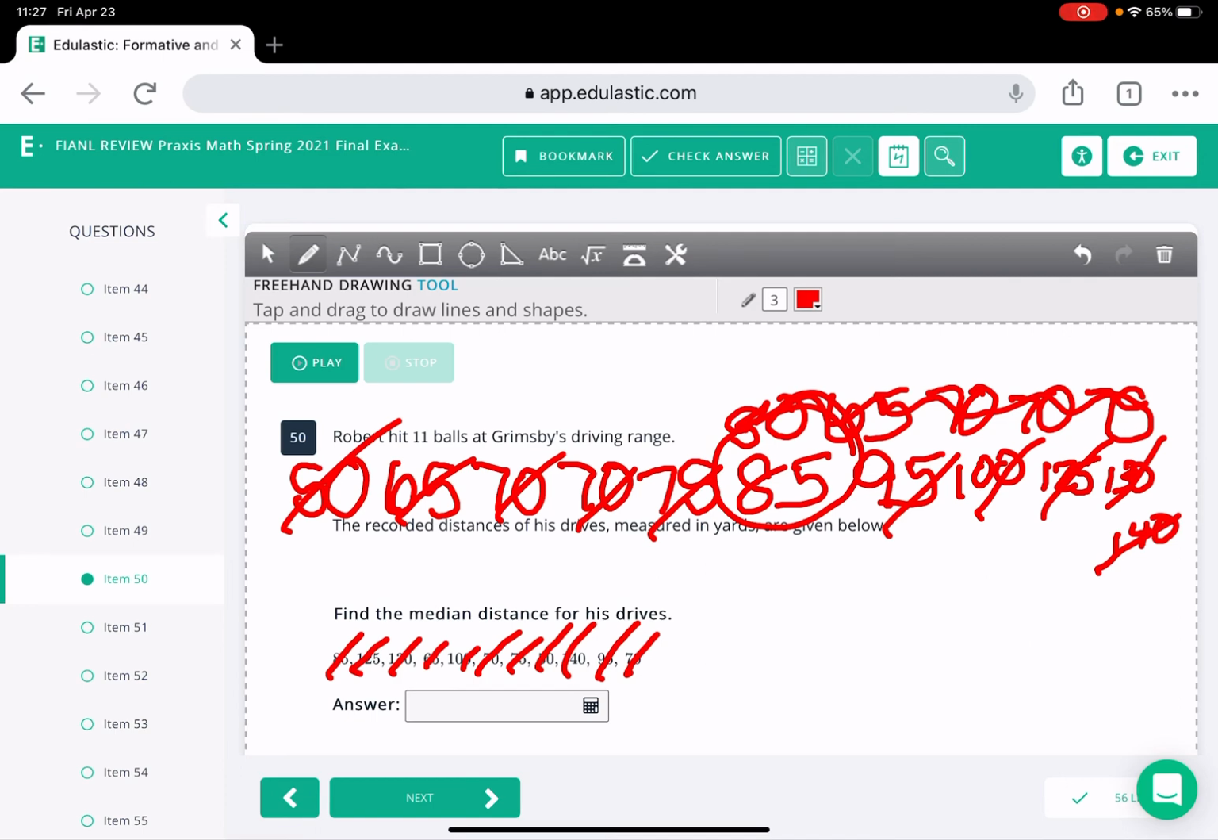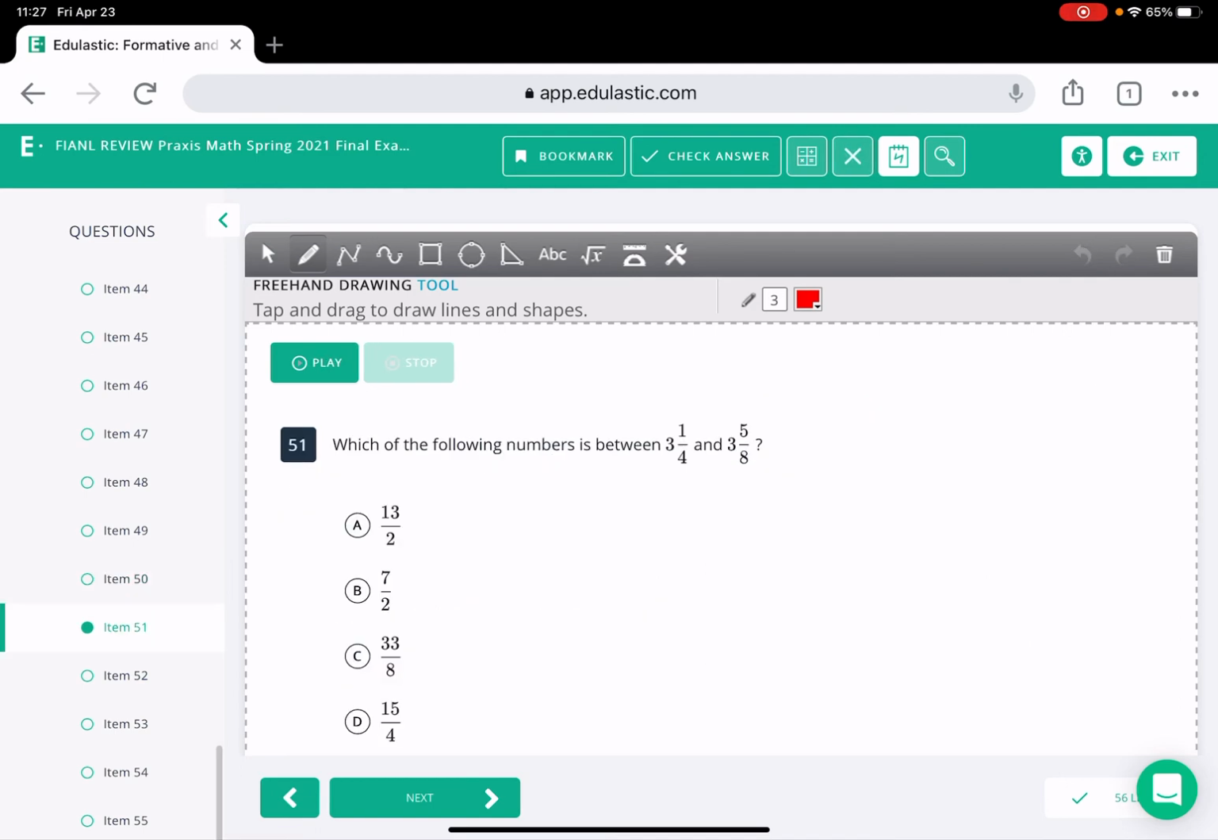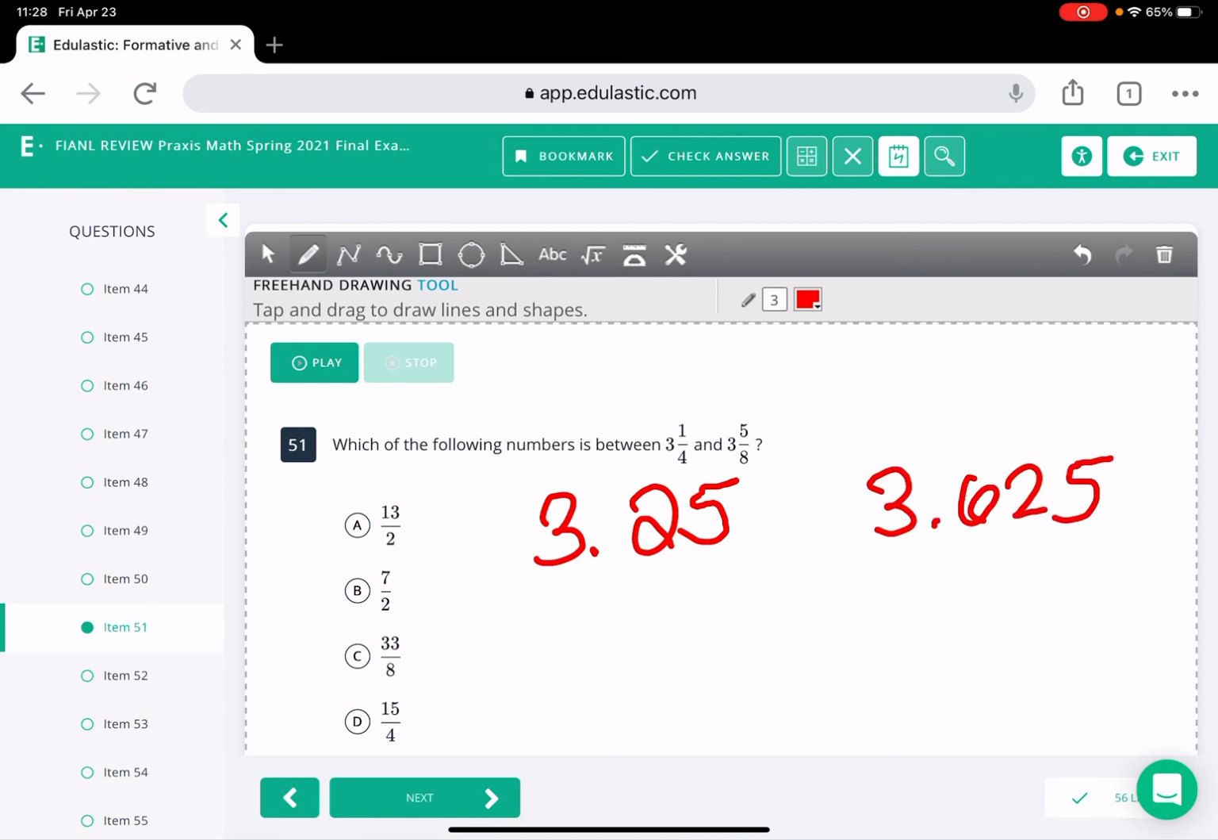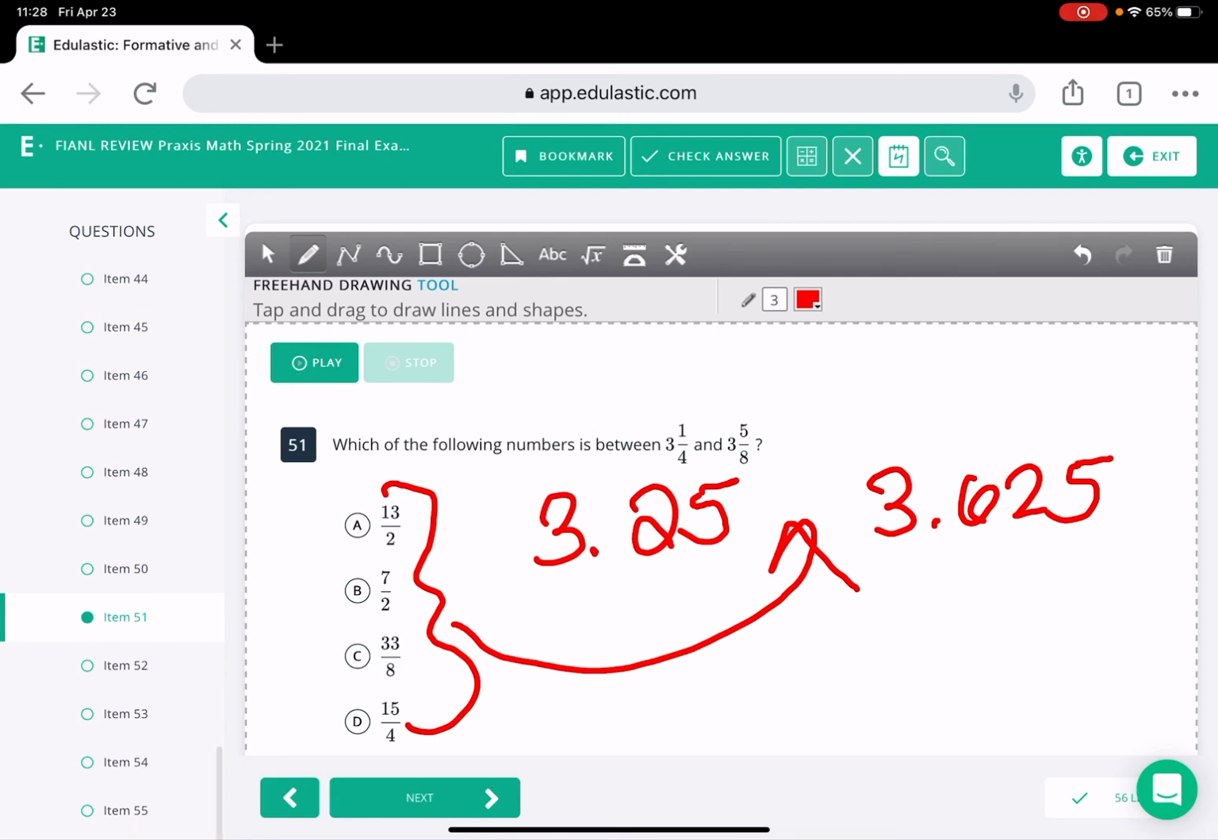The next number you want is 51. Which of the following numbers is between 3 1/4 and 3 5/8? Okay, so 3 1/4 is 3.25, and 3 5/8 is 3.625. So you're going to turn these all into decimals and see which one is between them.